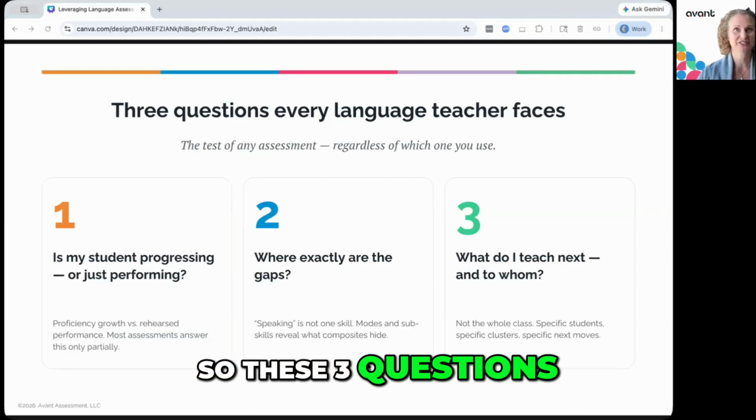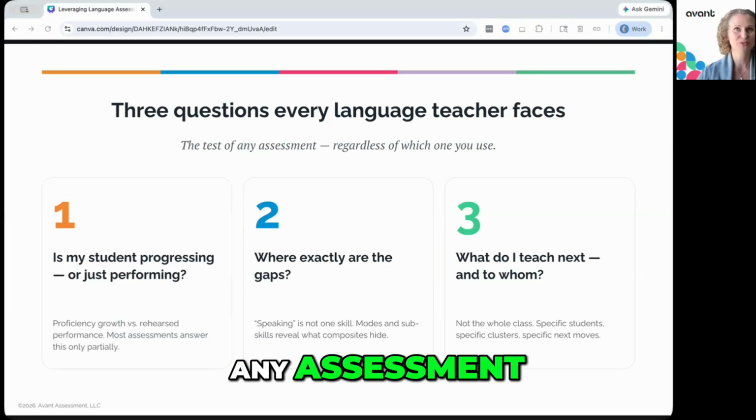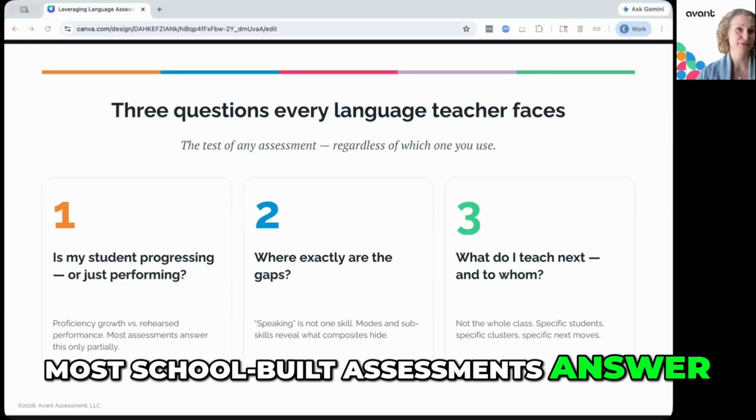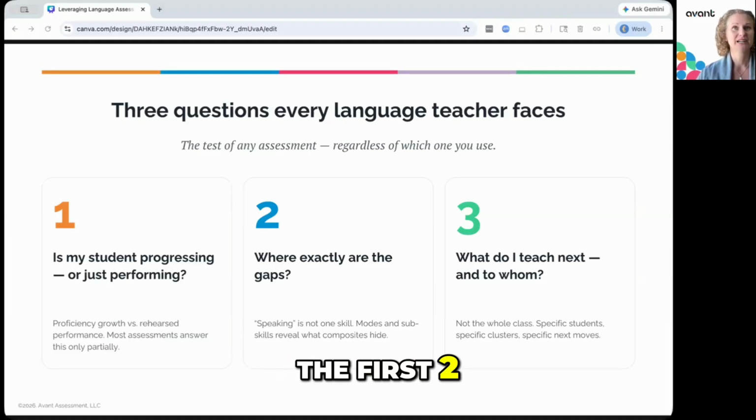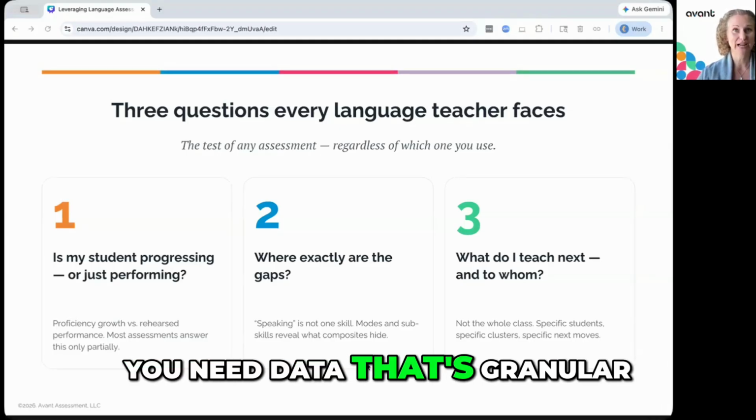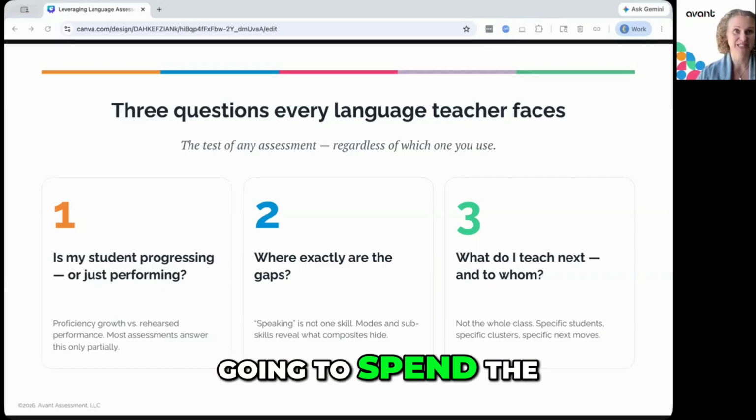So these 3 questions are the test of any assessment. Most school-built assessments answer the first one partially. Many external tests answer the first 2. But to answer all 3, you need data that's granular. And that's what we're going to spend the rest of our time on.